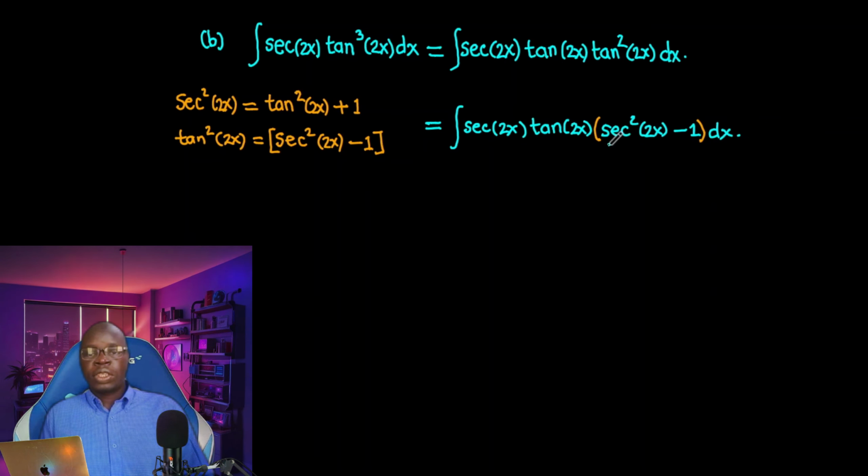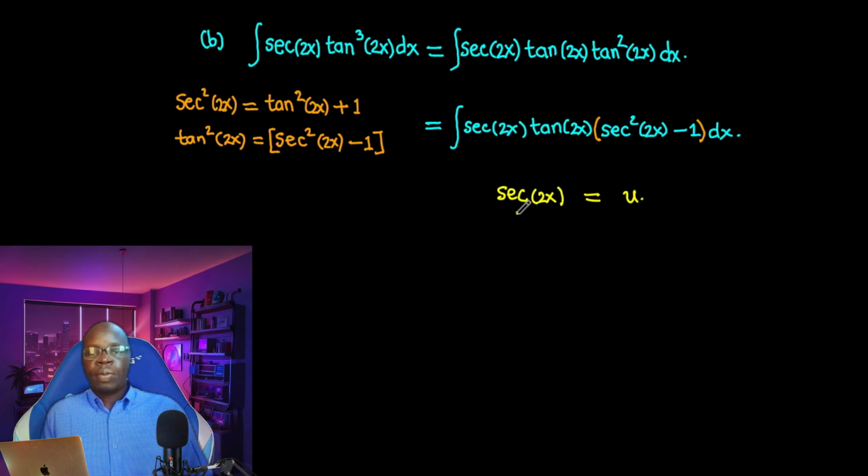Now at this stage, we can go ahead and substitute secant 2x with u, because its derivative will give us exactly what we had here. So the derivative of the inside function is the same as the function multiplying. So we can also go on and say, therefore our secant 2x should be equivalent to u.